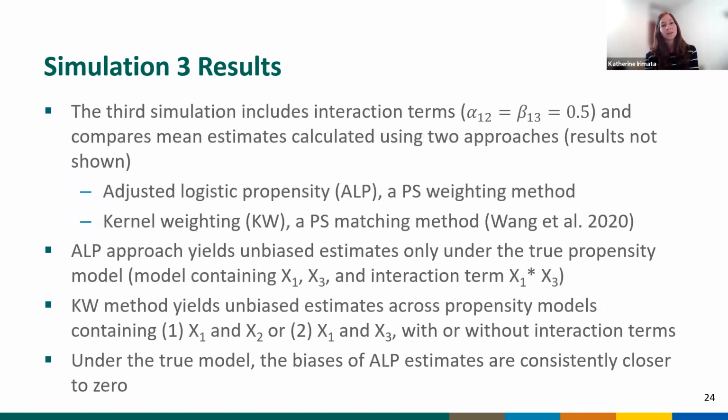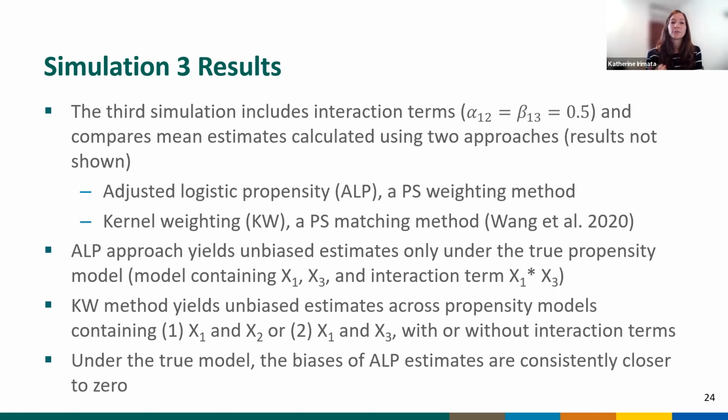And then finally, for the third simulation, the results aren't shown, but just to give you a brief overview of the results, we included an interaction term. So the true relationship in our data has an interaction between the confounder and predictor and the confounder and the selection variables. And we want to look at the mean estimates when we're using two different approaches.